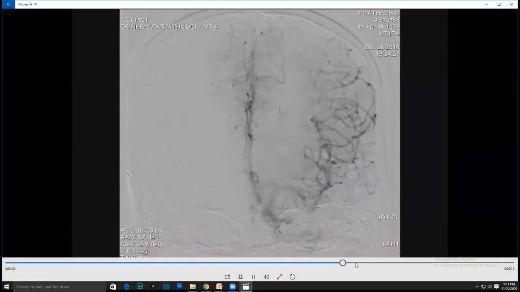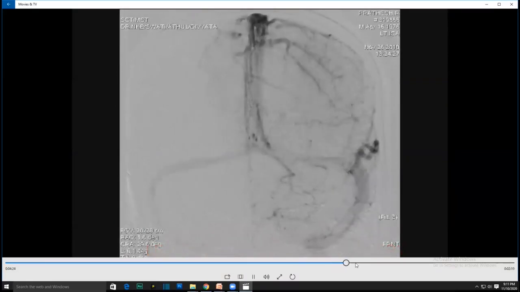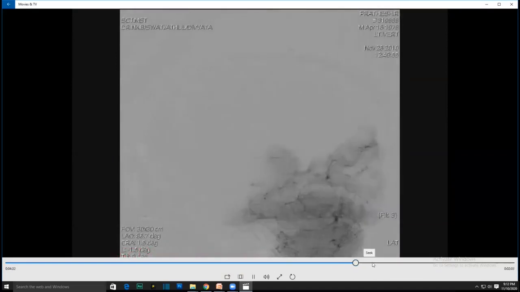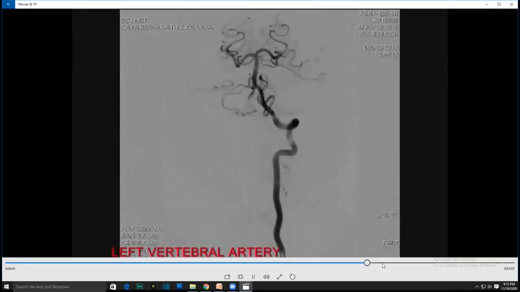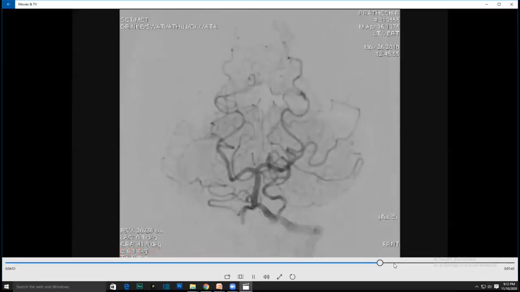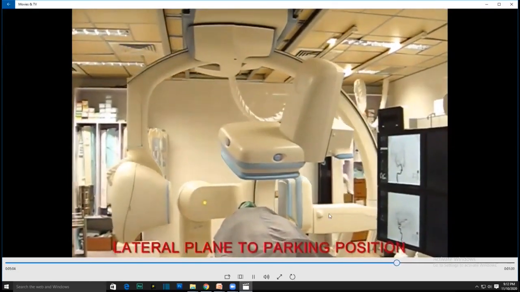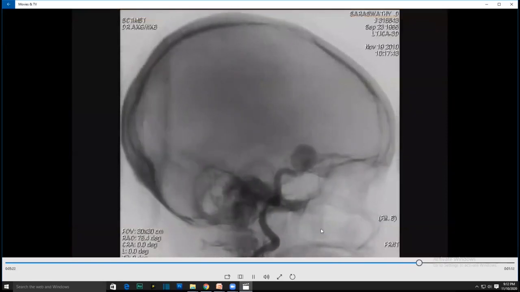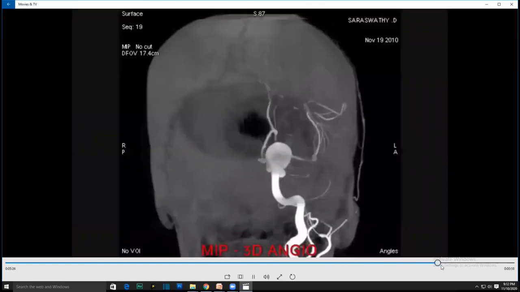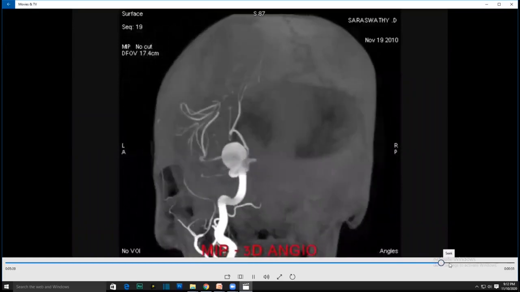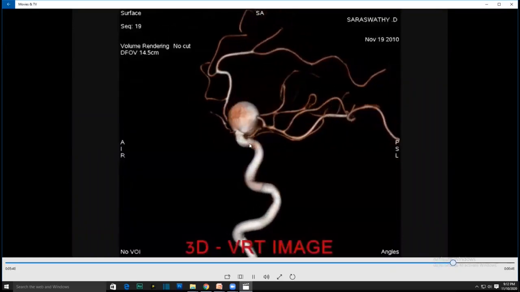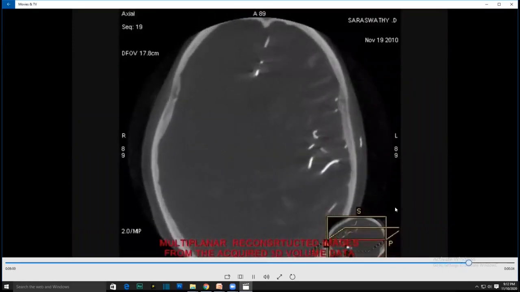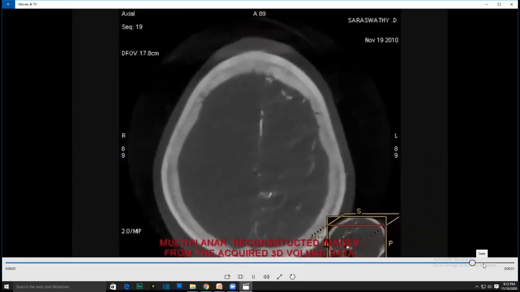This is the left internal carotid artery angiogram, AP view, and the left vertebral angiogram. That's the Towne's view. And finally, after the study, we will park the lateral plane into the parking position and take out the patient. This is the rotational angiogram image. This is the rotational reconstructed image. So you can see a large aneurysm here. And this is the CT-like reconstruction made from the same rotational angiogram.